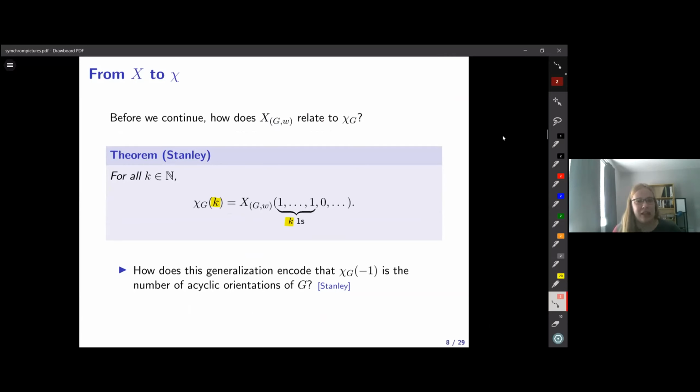And so I said this generalizes the chromatic polynomial, but it probably wasn't immediately clear how. And so this first theorem tells you how to recover the evaluations of the chromatic polynomial. Somehow it doesn't directly translate into you plug in these things and you get the polynomial, but at least you can recover what it evaluates to. And so the way you count the number of k-colorings is you take our new polynomial X_{G,w} and you plug in k ones and then the rest all zeros.